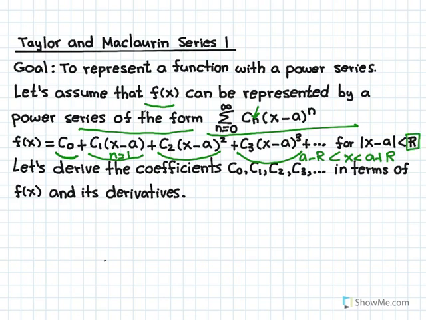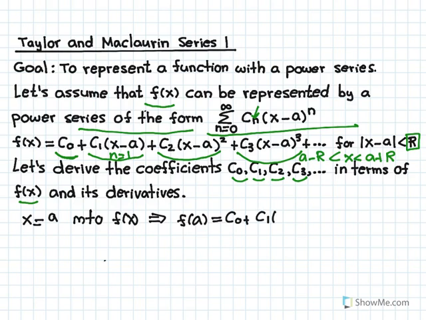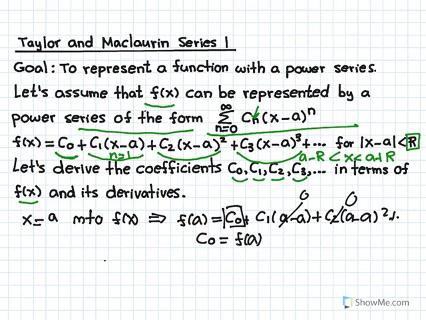Let's derive the coefficients c0, c1, c2, c sub 3, and so on in terms of the function and the derivatives of the function. So let's plug x equals a into f of x, and we're going to get f of a is equal to c sub 0 plus c sub 1 times a minus a, which is of course 0, plus c sub 2 times a minus a squared, and so on. All these terms are 0. So the only thing that remains is c0. So we have now obtained the first coefficient c sub 0 as f of a.